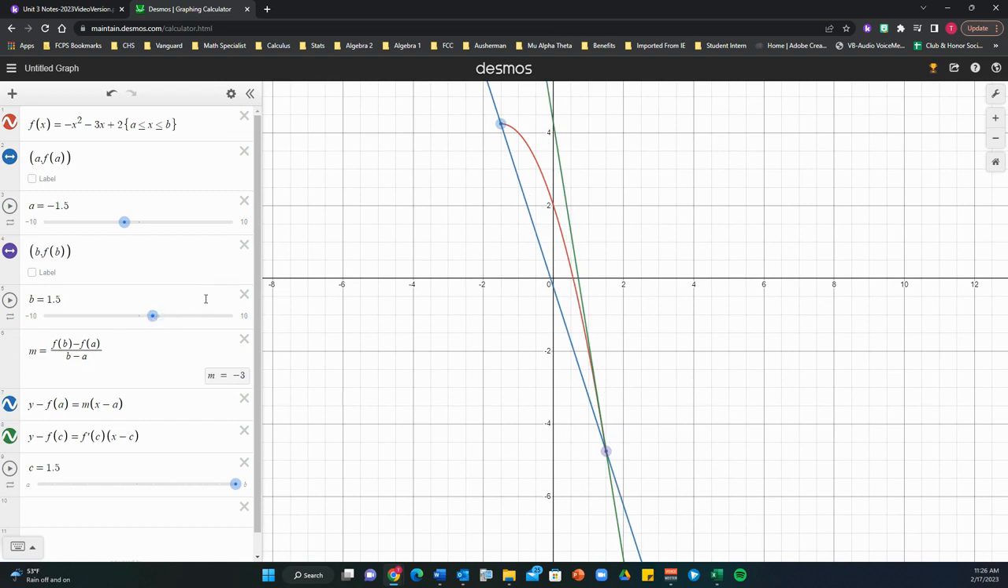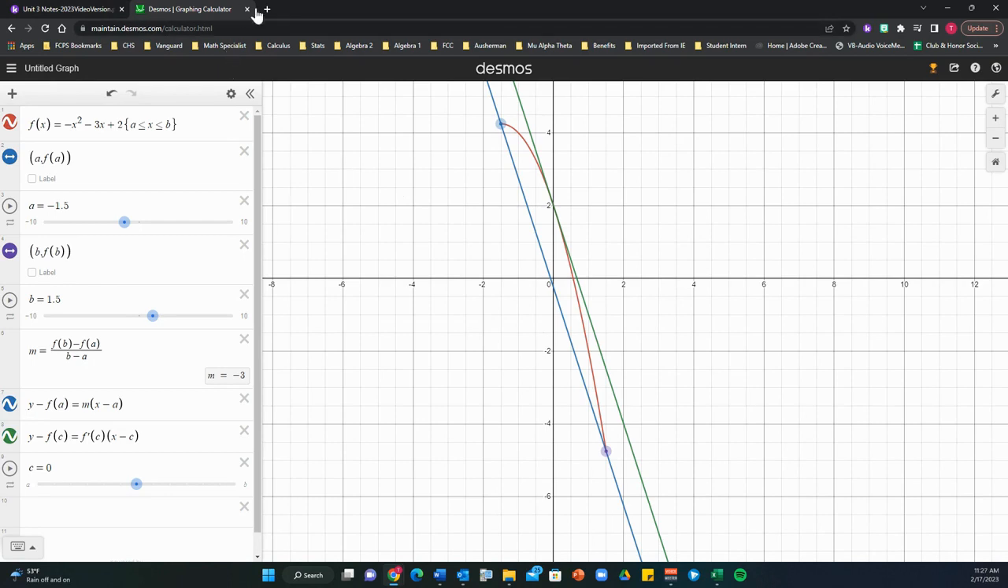So I can make the interval anything, and there's going to be some c value in between where the tangent line will end up being parallel. At x equals 0, those two are parallel, which again just means the slope of the secant is equal to the slope of the tangent. Again, the power of this is it allows us to know for sure that the derivative equals a particular value.